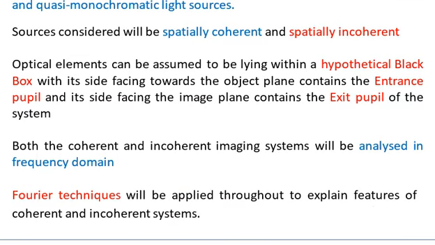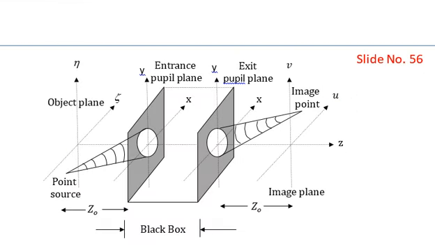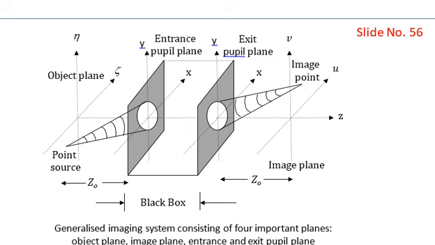Now the optical elements can be assumed to be lying within a hypothetical black box with its side facing towards the object plane containing the entrance pupil, and its side facing the image plane containing the exit pupil of the system. For example, look at this diagram. There are two planes, zeta and eta plane as the input object plane, and we have the UV plane which is the image plane. And you see that in between these there are two planes which we have labeled as XY plane. And you know that these are the two faces of the black box.